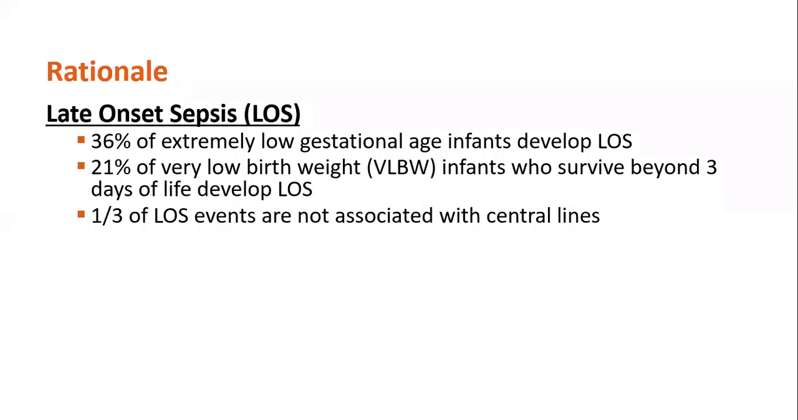As for late onset sepsis, the studies show that 36% of extremely low gestational age infants develop late onset sepsis, and 21% of very low birth weight infants who survive beyond 3 days of life develop a late onset sepsis event. And 1/3 of late onset sepsis events are not associated with central lines. We also realized that some clinically identified laboratory confirmed bloodstream infections may have been underreported by requiring 2 common commensals and a sign or symptom.